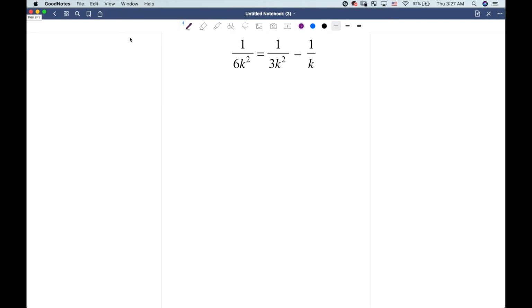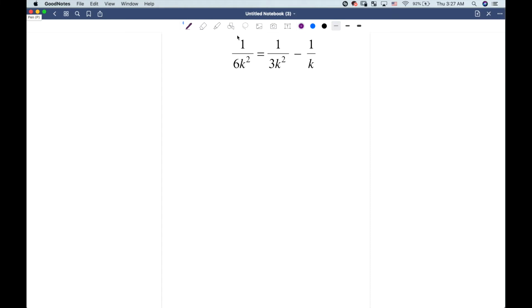The key to solving rational equations are the denominators. We want the denominators to be identical across the entire problem. So if you see here, we have 6k squared, 3k squared, and k. We need these three denominators to be the same. So what you're going to do is start just multiplying. Basically, you're going to multiply until you get a common denominator.